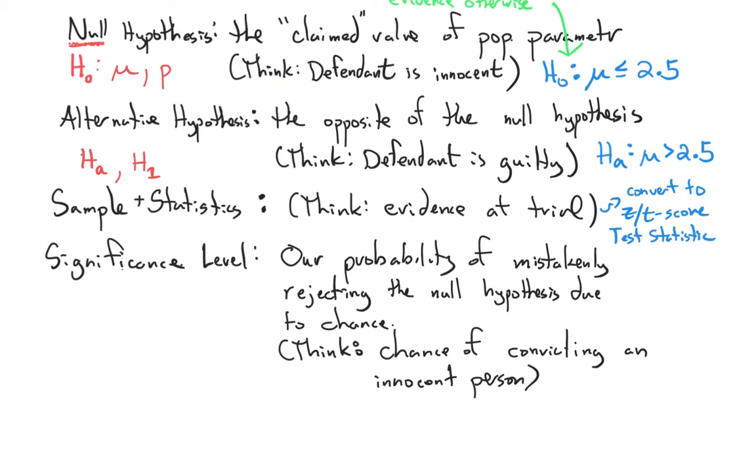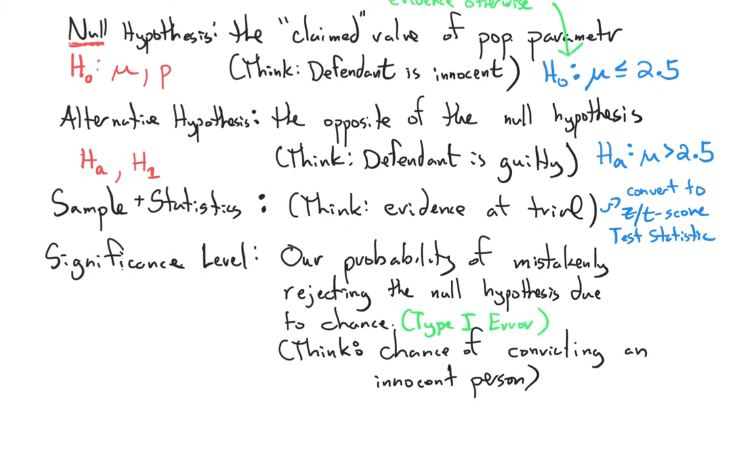But in statistics you can, because we know that the sampling distribution will follow a nice shape, and we know lots about it. So the central limit theorem and the idea of t-distributions allow us to really be able to pick a nice chance of getting it wrong, of finding the defendant guilty when they're actually innocent. So we call that our probability of mistakenly rejecting the null hypothesis due to chance, and that's called a type 1 error.